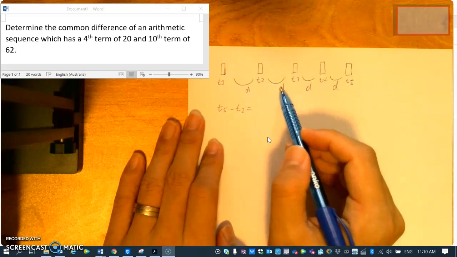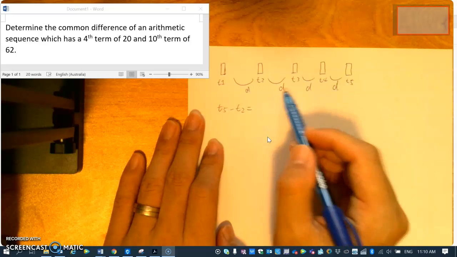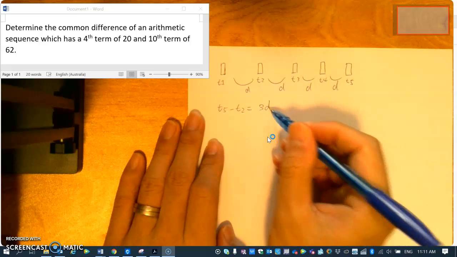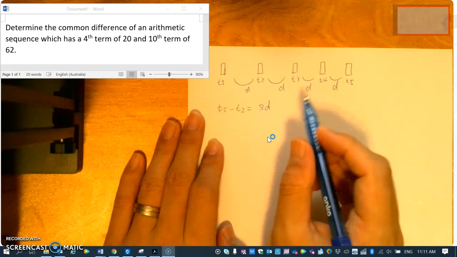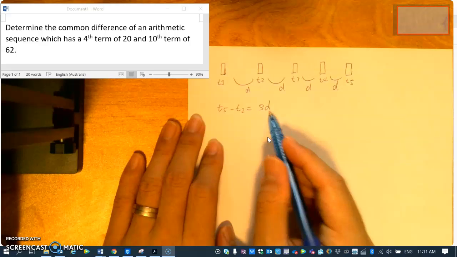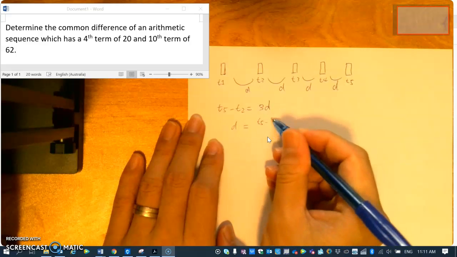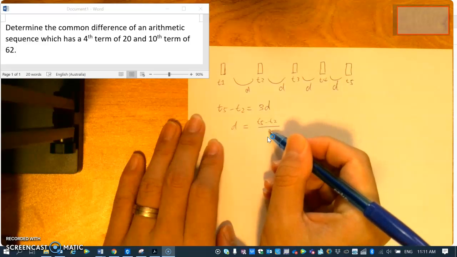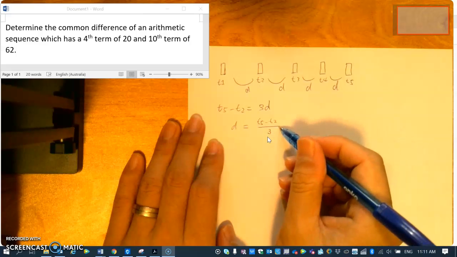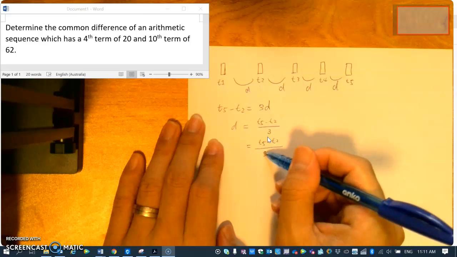T5 minus T2 is equal to, we can see there are D plus D plus D, there are 3 differences between them. So, we can calculate the difference by dividing over by 3. Now we can see that 3 is equal to 5 minus 2.